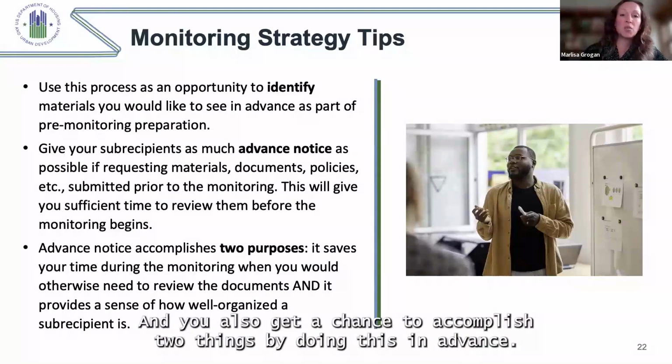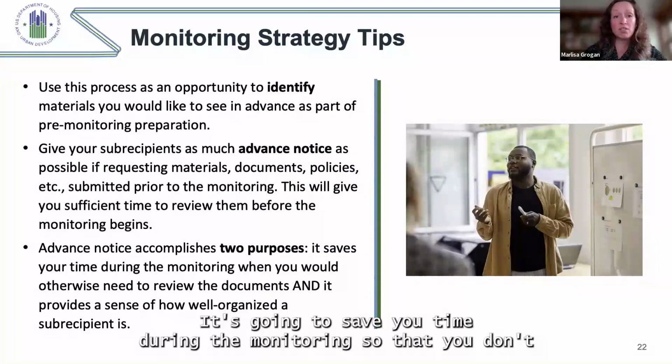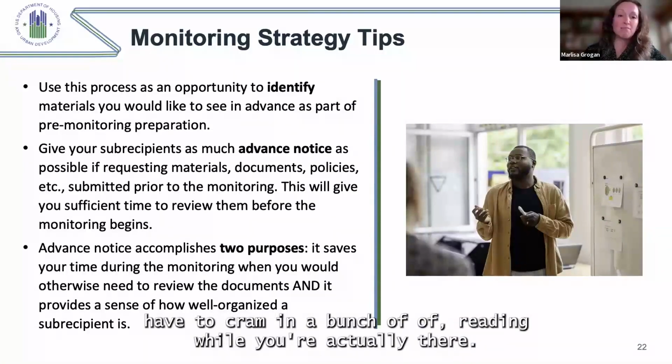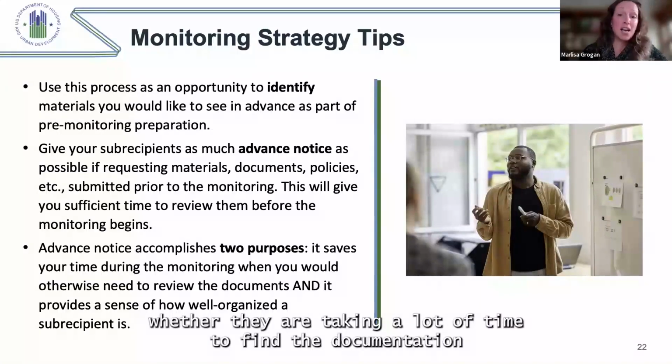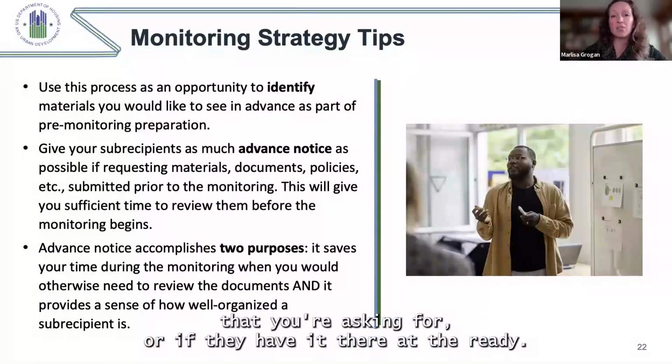And you also get a chance to accomplish two things by doing this in advance. It's going to save you time during the monitoring so that you don't have to cram in a bunch of reading while you're actually there. And it's going to give you a sense of how well organized your subrecipient is, whether they are taking a lot of time to find the documentation that you're asking for, or if they have it there at the ready.